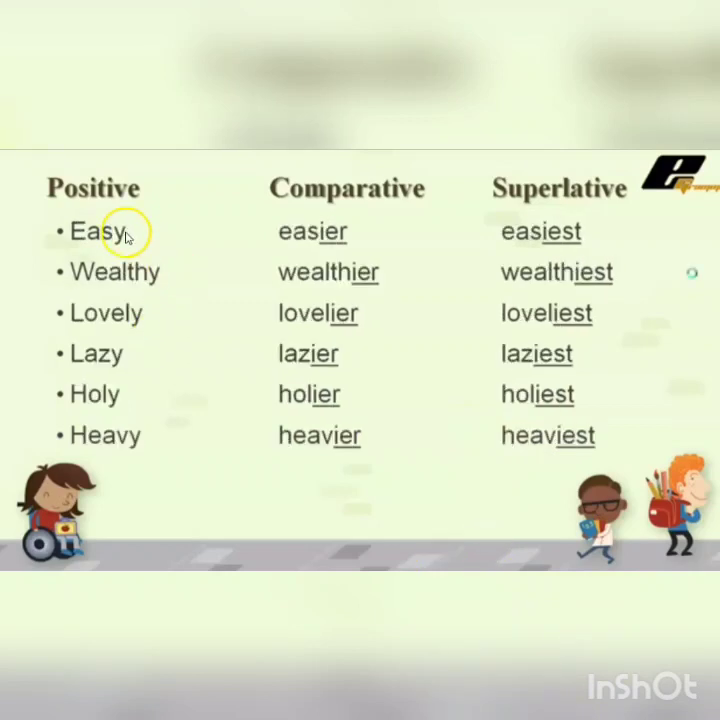The next was, children, I told you all where there is y you have to change it into i and then add er and est. Y changing into i. So easy, easier, easiest, wealthy, wealthier, wealthiest, lovely, lovelier, loveliest, lazy, lazier, laziest, holy, holier, holiest, heavy, heavier, heaviest.